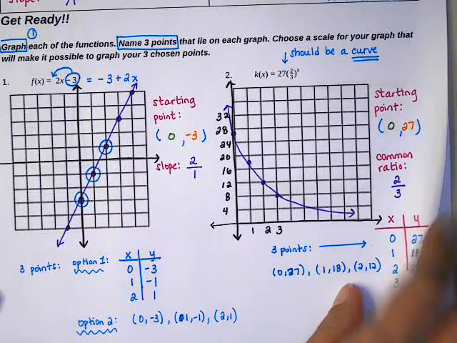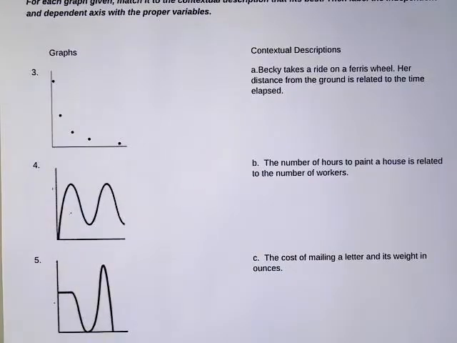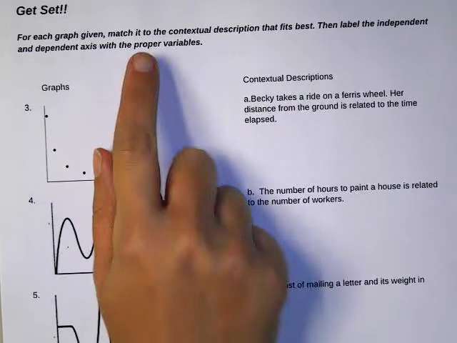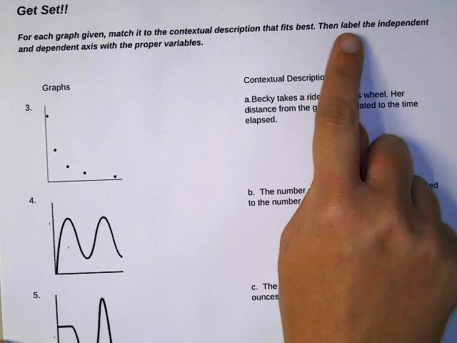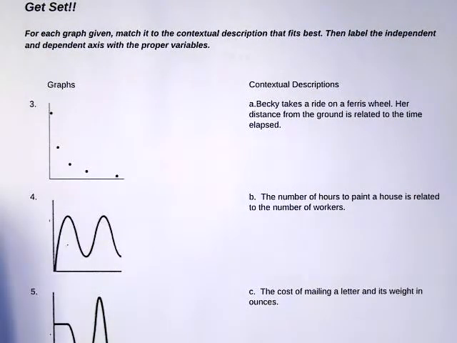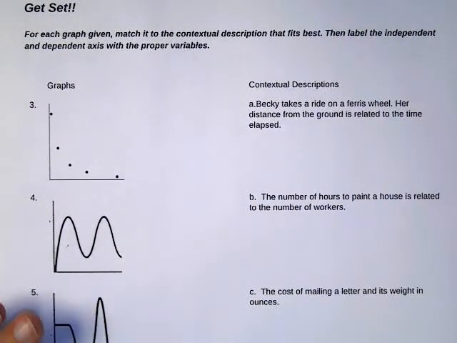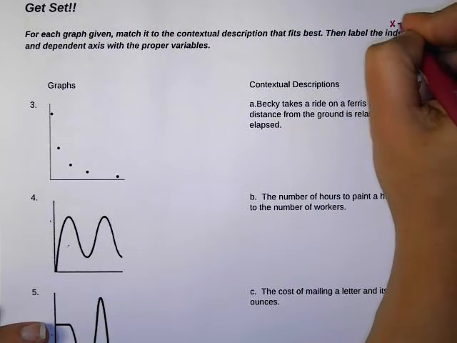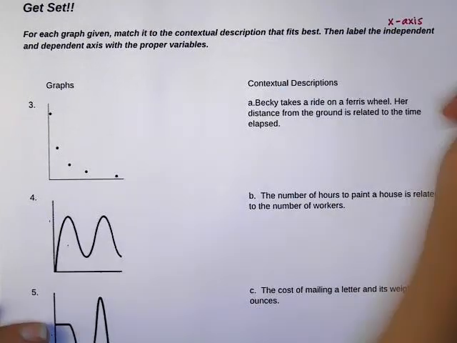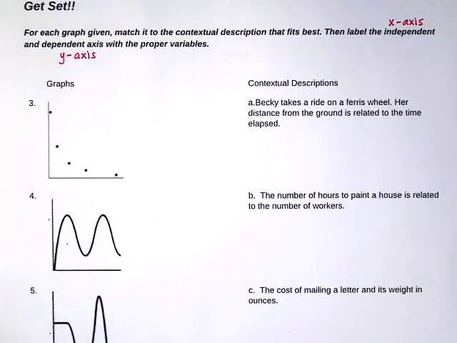The next thing we're going to talk about in the set is kind of the idea that we talked about in the task, which is that our stories can tell us about the problem. In these problems, we're going to try to match the words to a graph, and we're going to label the graphs with the independent and dependent axis. Now, these words are just fancy words for the x and y axis. The independent axis is the x-axis, and the dependent axis is the y-axis. So your job is just going to be to label the x and y axis.